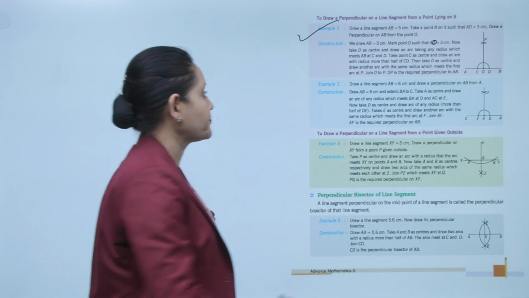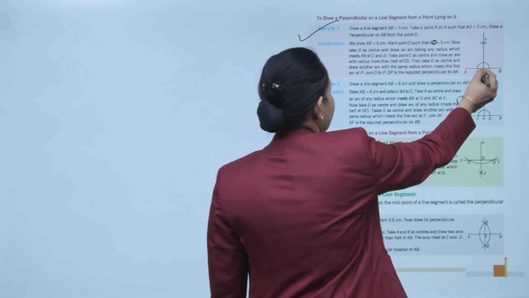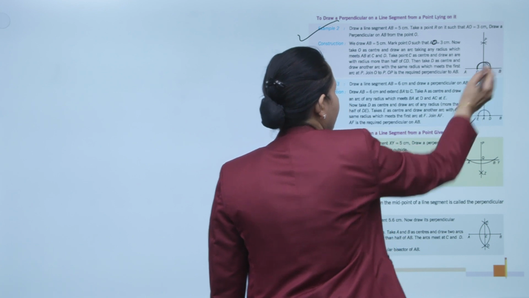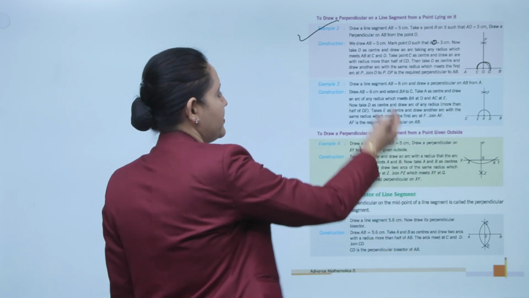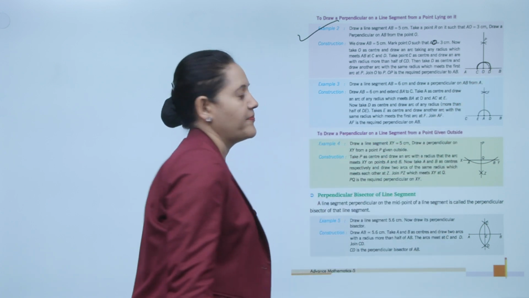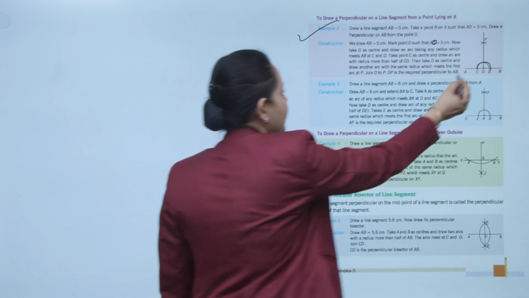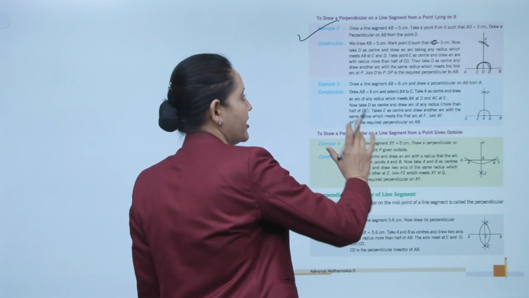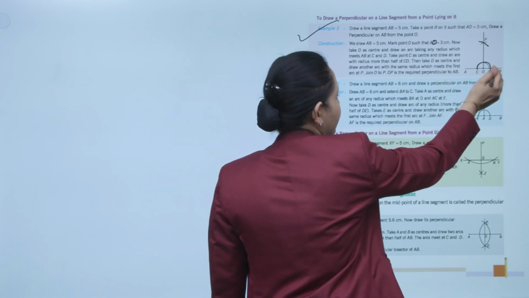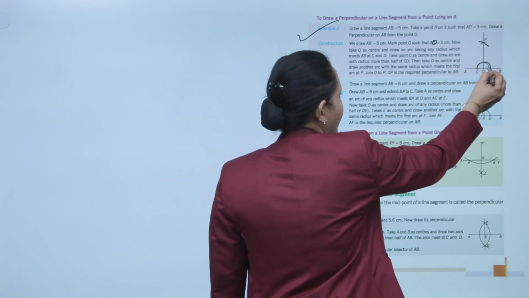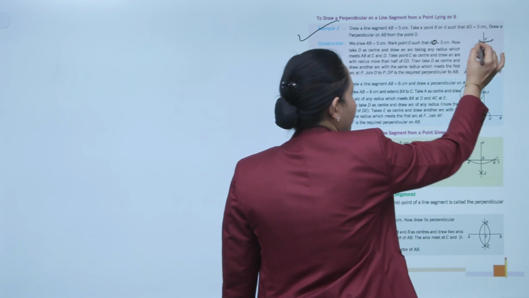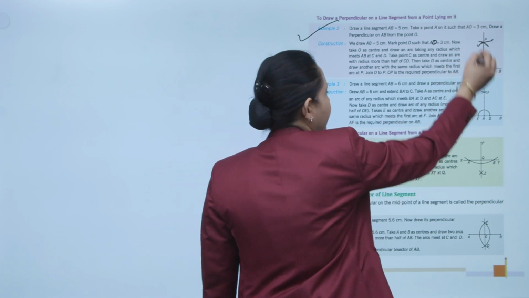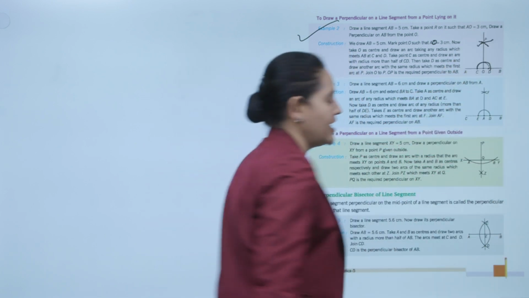Now what will we do? We'll take O as the center and draw an arc like this. It will meet AB at 2 points, C and D. Now we'll take C as the center and draw an arc like this. Clear? What should the radius be? More than half of CD. And now from point D, we'll make an arc that will intersect at point P. We'll join OP. That is the perpendicular of line AB.